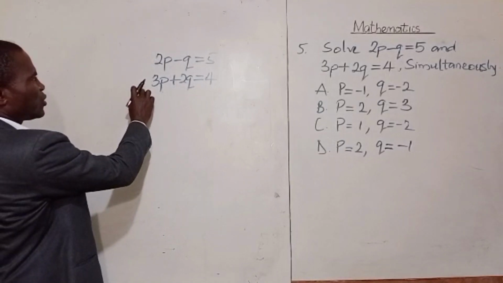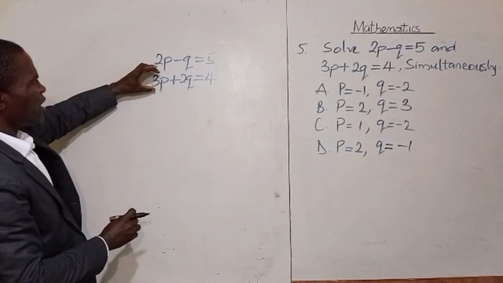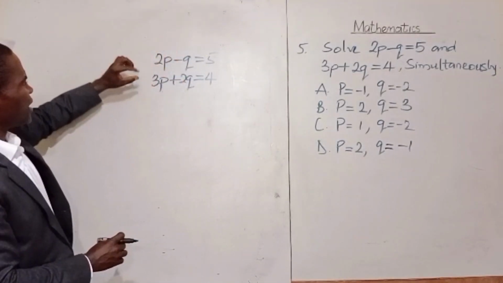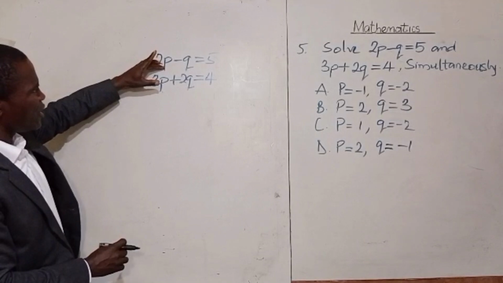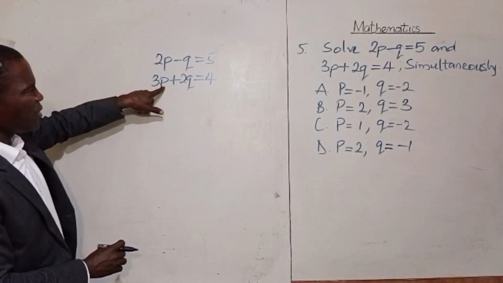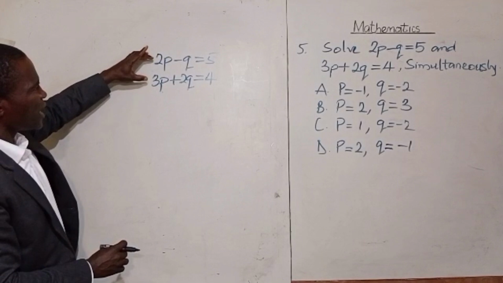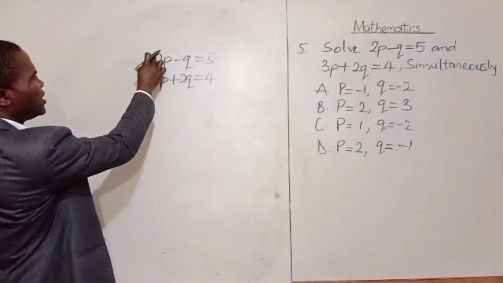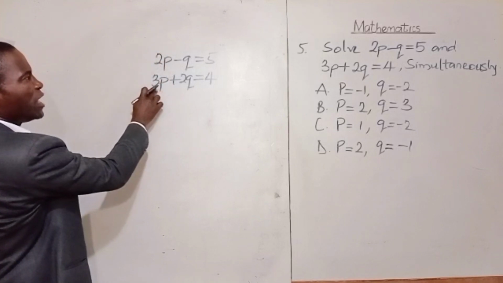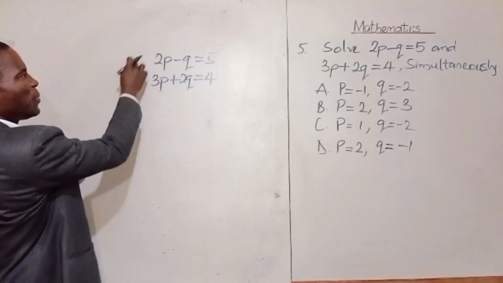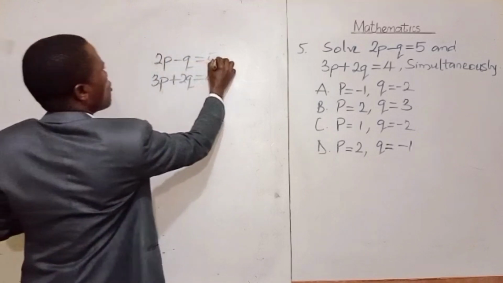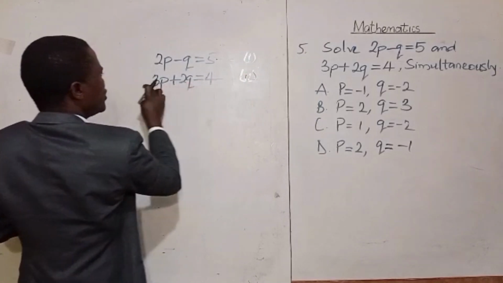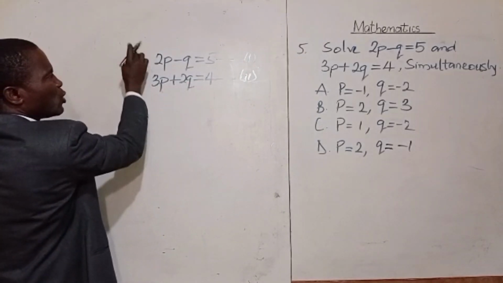In elimination method, the coefficient of any of the unknown terms is going to be made uniform. That is to say, the coefficient of p here is 2, the coefficient of p here is 3. We are going to make sure that their coefficients become the same. If I want the coefficient of p here and here to be the same, I will use this 3 to multiply equation 1. This is equation 1, and this one is equation 2. I'm going to use this 3 in equation 2 to multiply equation 1.